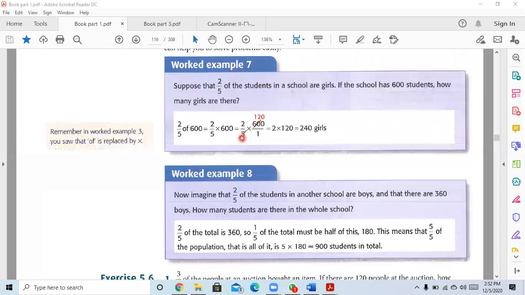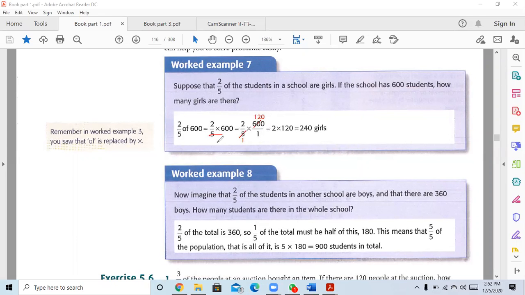Suppose that 2 by 5 of the students of the school are girls, and if the school has 600 students, how many girls are there? So 600 multiplied by this number, and you will get your answer. Like you will see here, we multiply with it.